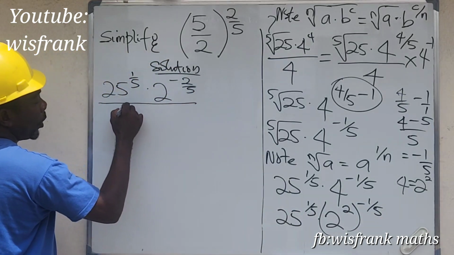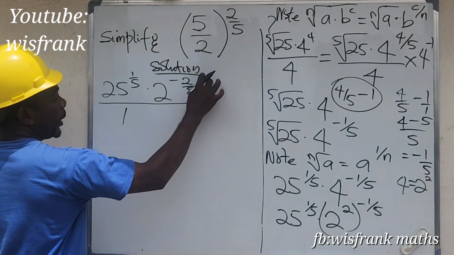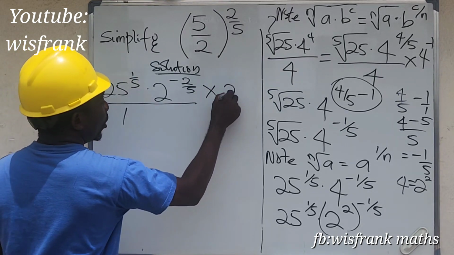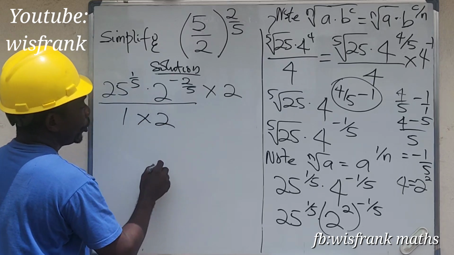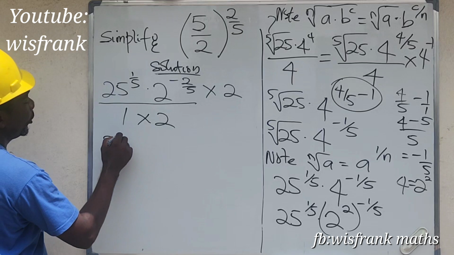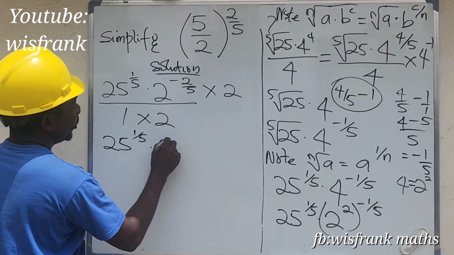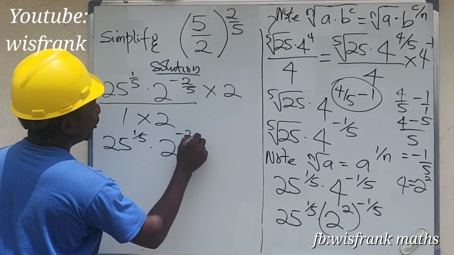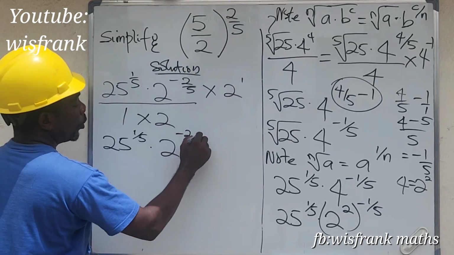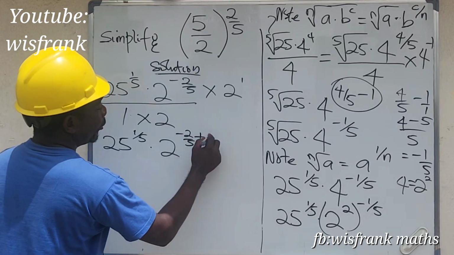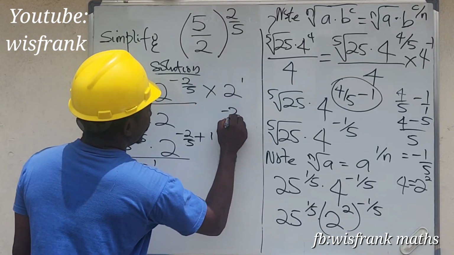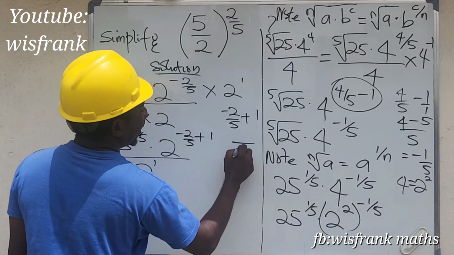This is the same thing as when we say all over 1. We can multiply the numerator by 2 and the denominator by 2. So here will be times 1 times 2, and this one will be times 2. So when we cancel each other, it becomes this. So this is the same thing as 25 raised to the power of 1 all over 5 times 2 raised to the power of minus 2 all over 5. Then this is the same thing as 2 raised to the power of 1. When we bring it closer, it will become minus 2 all over 5 plus 1 all over 2 raised to the power of 1. So adding this, minus 2 all over 5 plus 1, we take the LCM 5.